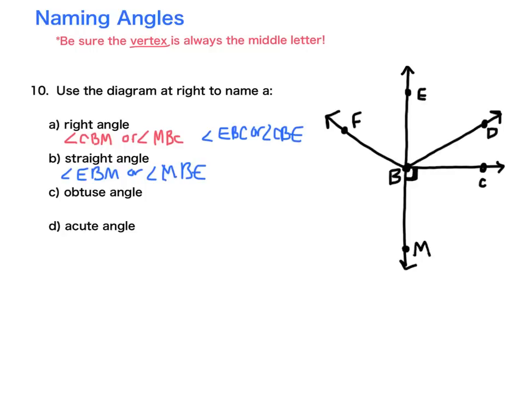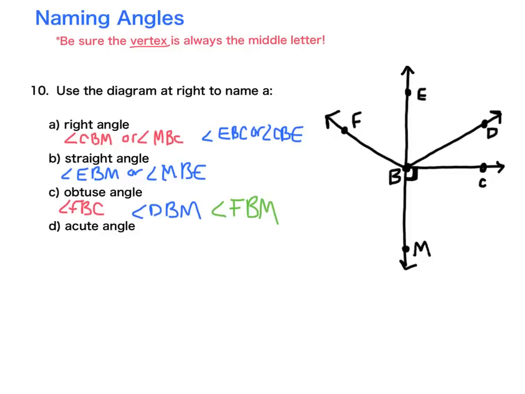How about an obtuse angle? I think there's a lot of them in this picture. We don't need to name them all, but let's find a couple. I see FBC is greater than 90 degrees. Again, you could call that CBF. That would also work. Okay, so we've got this one. How about right here, angle DBM? All right, and you might even see FBM or MBF. Okay, and there might be more, but that's enough for now.